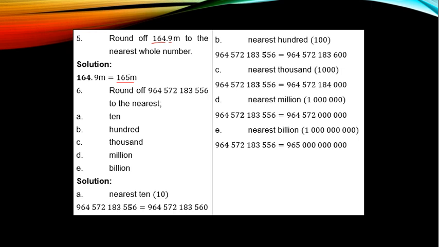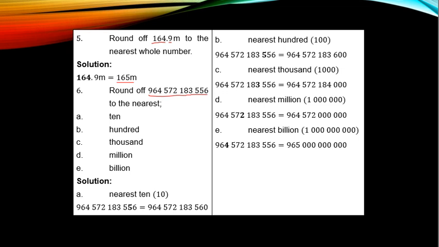Alright. Example 6. Round off 964,572,183,556 to the nearest 10, 100, 1,000, million, and billion.